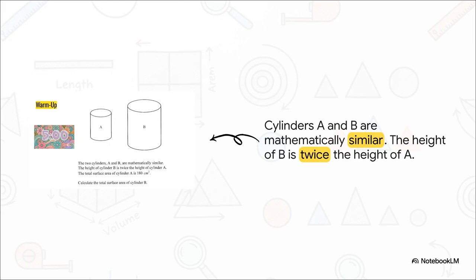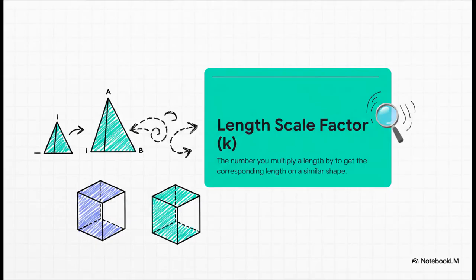And here's a great simple example of that. We've got two cylinders, A and B, and we're told they're mathematically similar. We can see the height of B is twice the height of A. Well, because they're similar, that's not the whole story. It also means the radius of B has to be twice the radius of A. Every single length measurement gets scaled up by that same factor. And that multiplier has a special name, the length scale factor. We're just going to call it K to keep things simple.